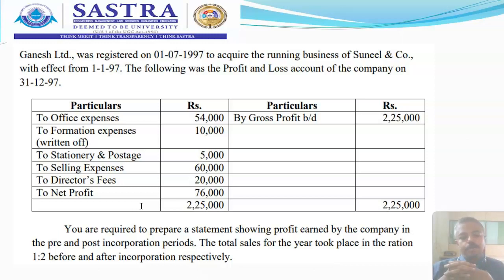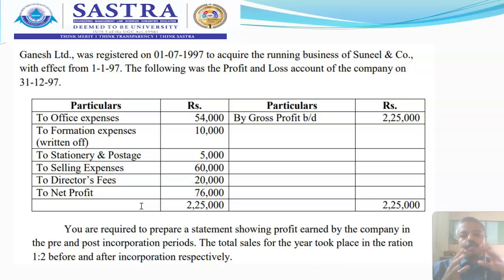Yes, some of you started to comment. Very good, I could see 12 responses. The sales ratio is given in the question. I'm not asking a difficult question; whichever is easy to answer, only that I will ask. So the sales ratio is given as 1:2. Now apportion the gross profit of rupees 2,25,000 in the ratio 1:2 for pre-incorporation and post-incorporation.